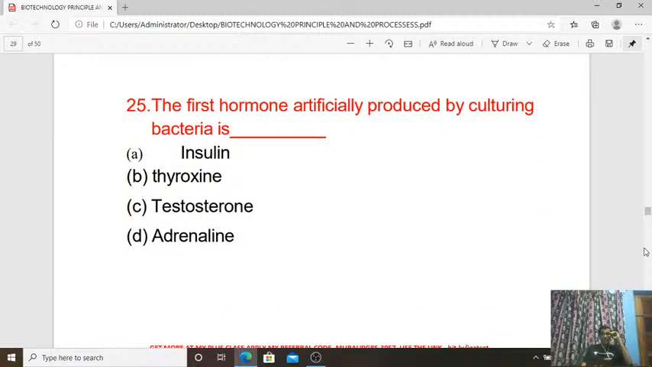Next, the first hormone artificially produced by culturing bacteria is which one? Insulin, thyroxine, testosterone, adrenaline. So for the 25th question, what is the answer? Do you know? Yes, the answer is insulin. So the first hormone artificially produced by culturing bacteria is insulin. Insulin was produced by the Eli Lilly company. The first artificial human insulin is called humulin. So the answer is A for the 25th question. Prekshita, you are right.